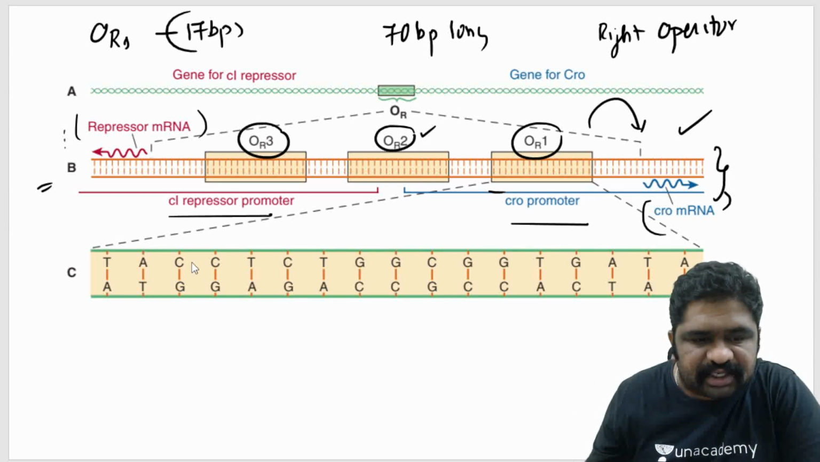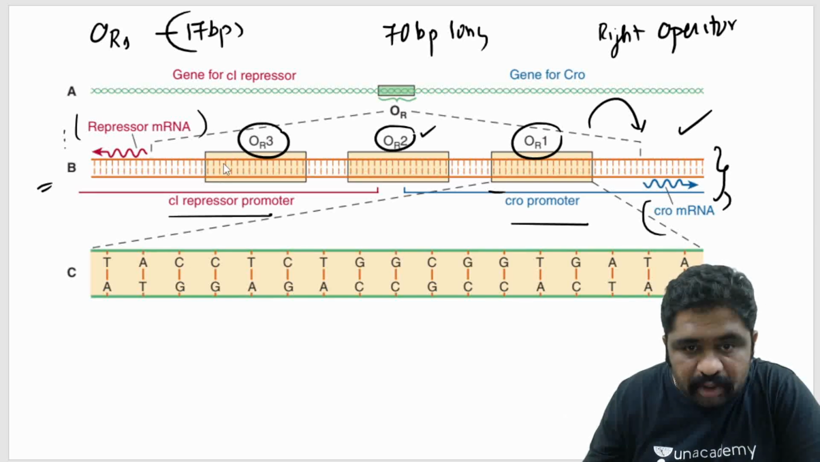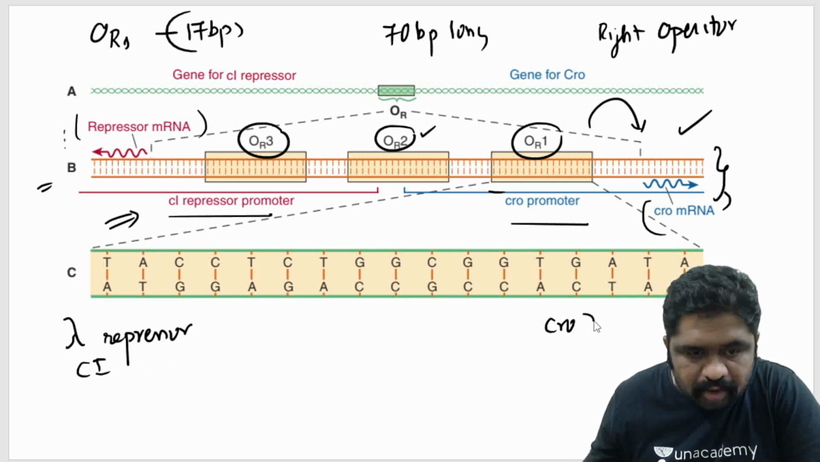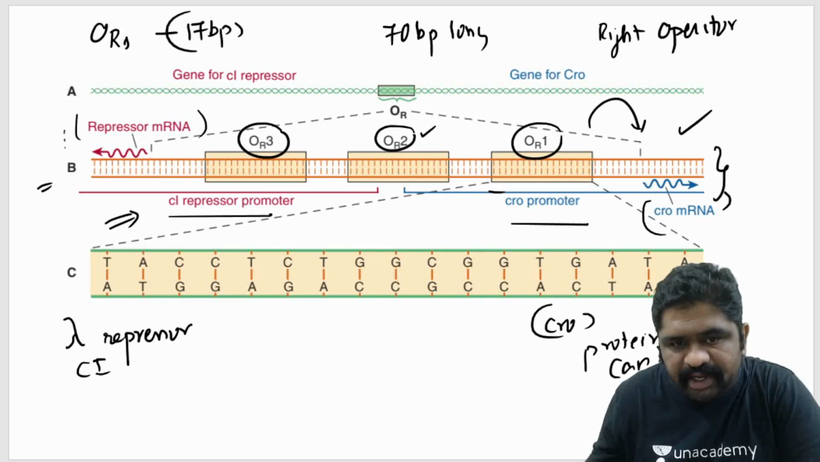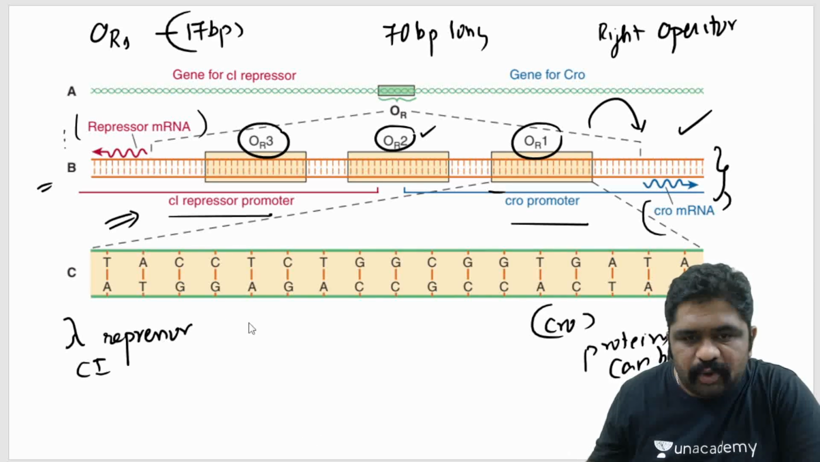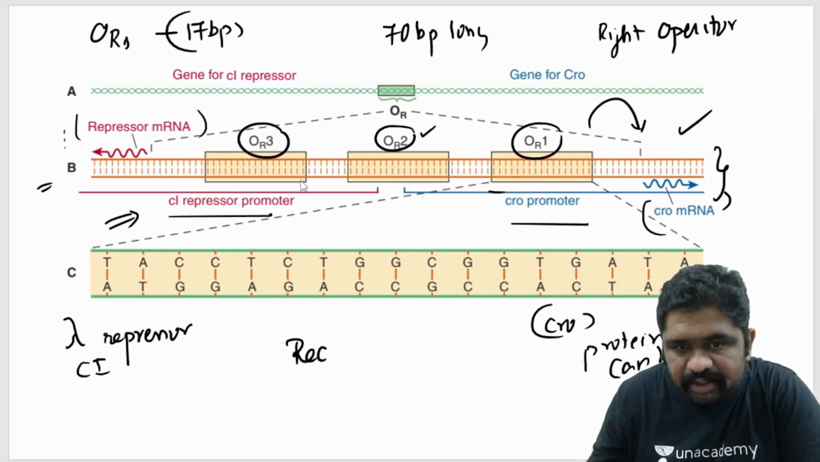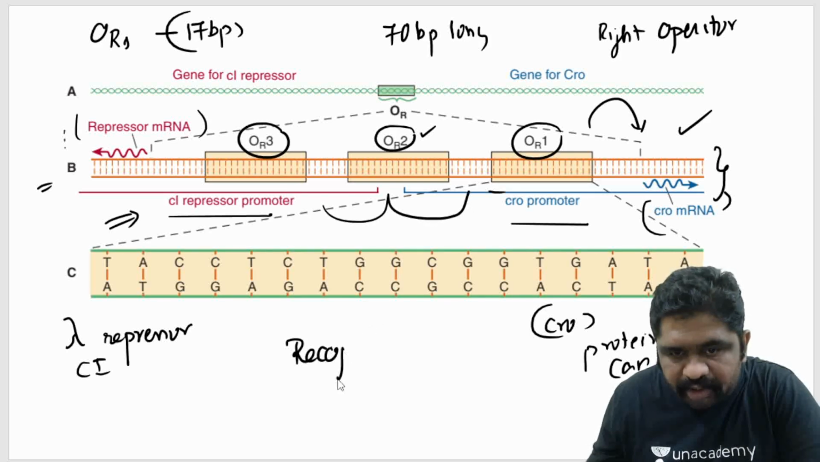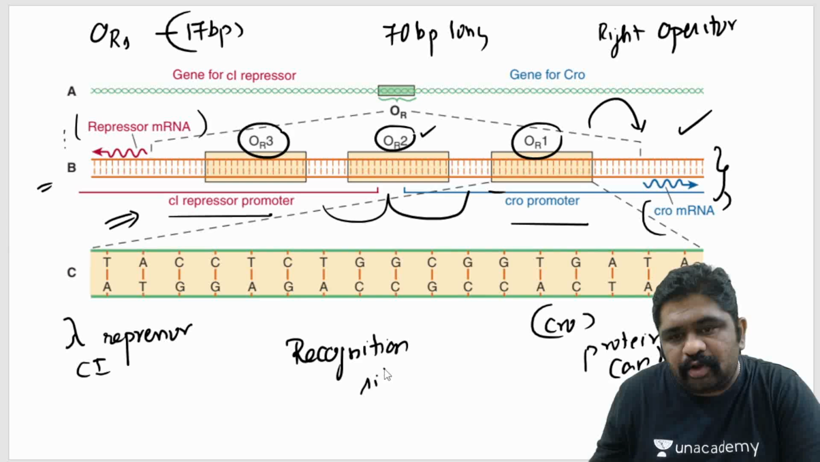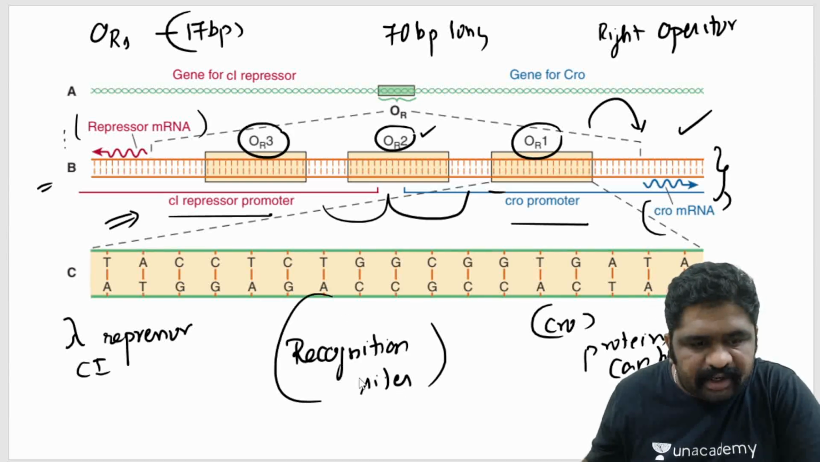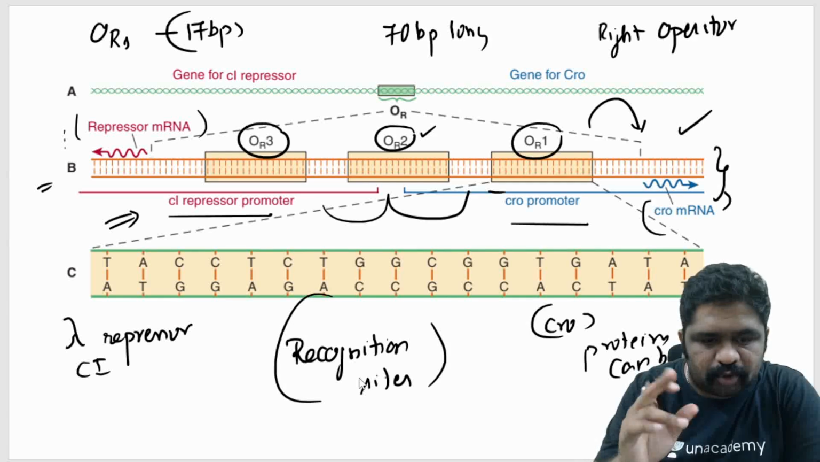Now, they are the recognition sites to which both the lambda CI repressor and the CRO proteins can bind. So, these are the areas where the lambda repressor of CI and the CRO proteins can bind. Why should we know this? You have something called recognition sites, right? I'm telling you these areas will be the recognition sites. The recognition sites overlap two divergent portions, as I showed you right now.